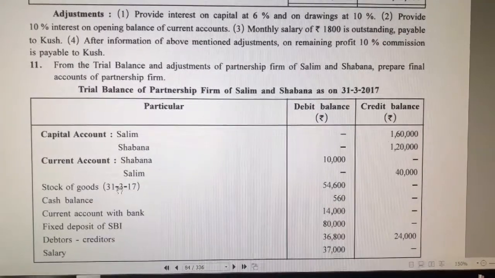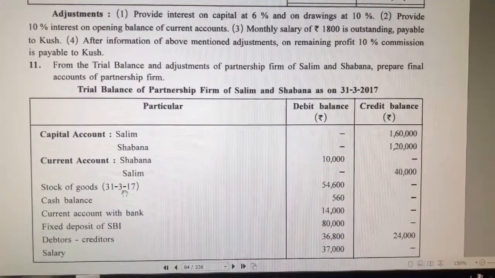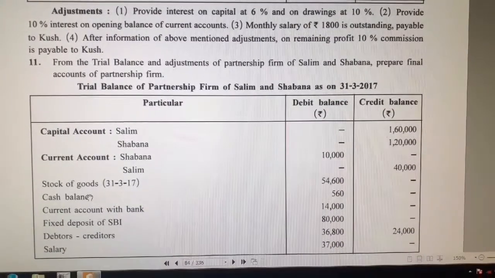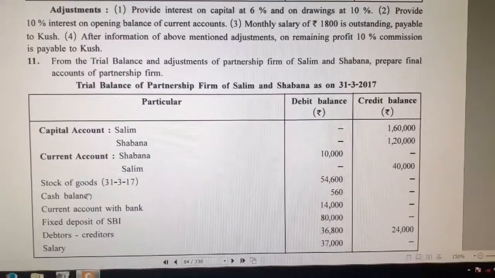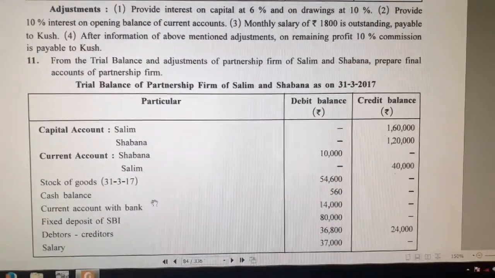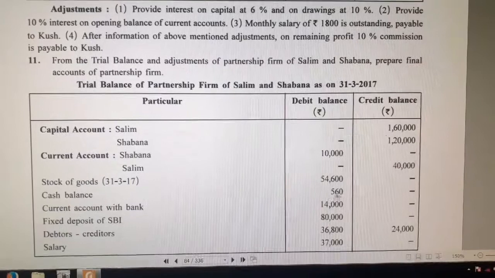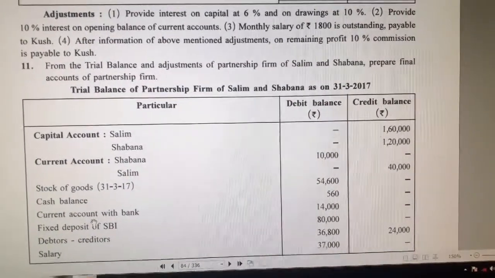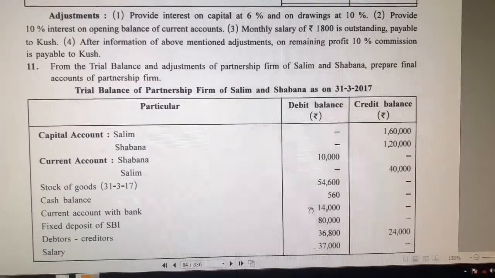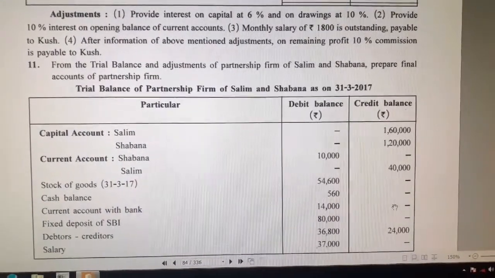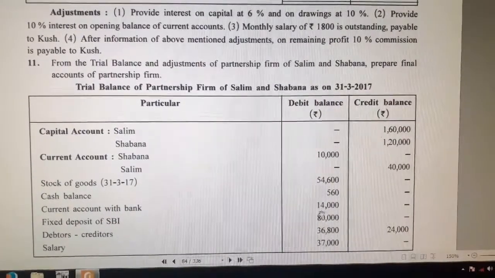Stock of goods, the last date of the year, that means it is closing stock, balance sheet asset side. Cash balance, the amount is given in debit balance, the balance sheet asset side. Current account with bank, here the amount is given in the debit balance, that means current bank balance of the current account. It is recorded balance sheet asset side. But if the bank balance is given in the credit column, then it is considered as bank overdraft.